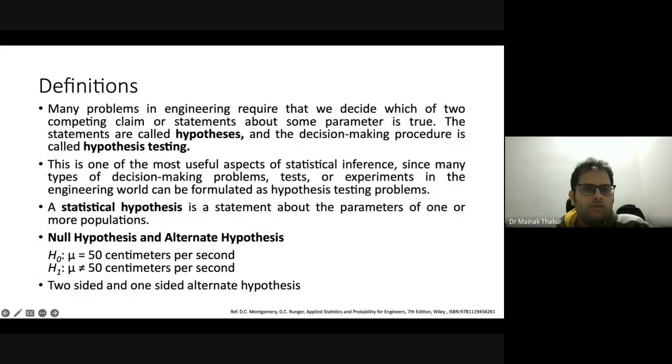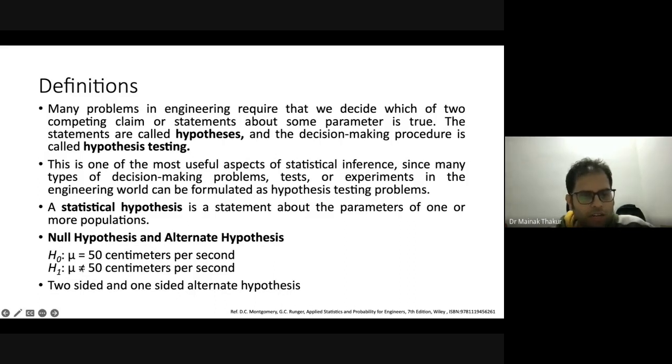This is how we solve it, called hypothesis testing. Statistical hypothesis, what is it? A statistical hypothesis is a statement about the parameters of one or more populations. It may be two populations, or one population. In this case, we are talking about only one population. So, null hypothesis and alternative hypothesis. H naught is the null hypothesis, which is mu equal to 50 centimeters per second, if we consider the previous example. Our alternative hypothesis is H1, which is mu not equal to 50 centimeters per second.